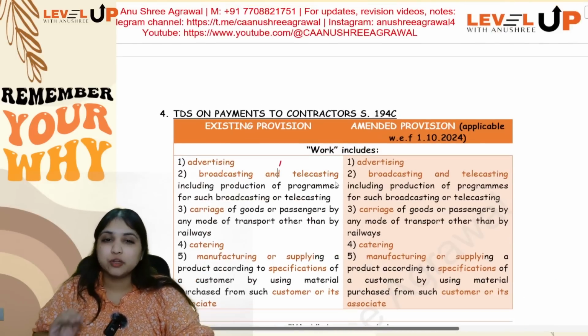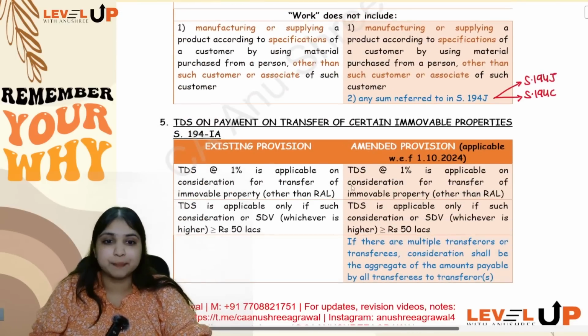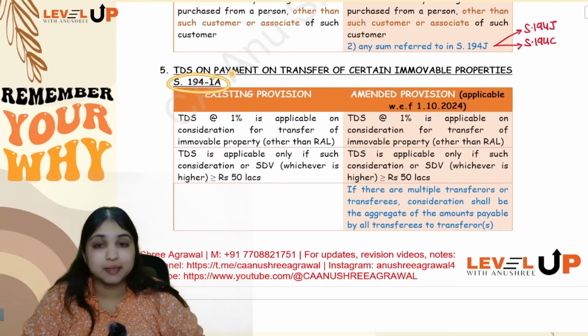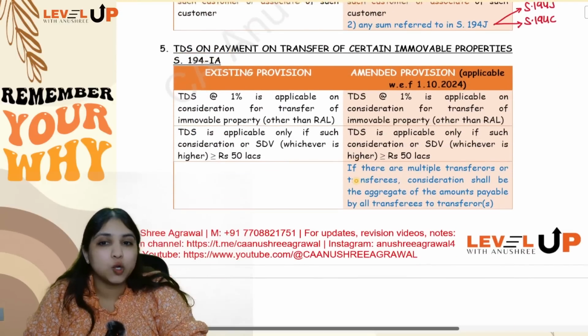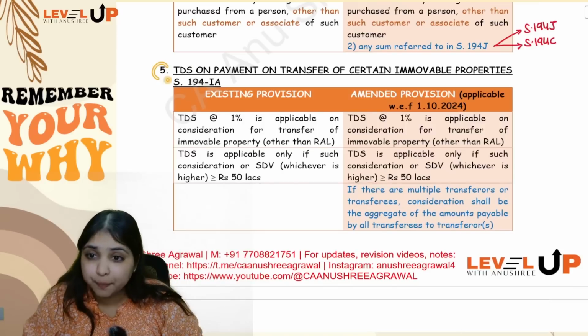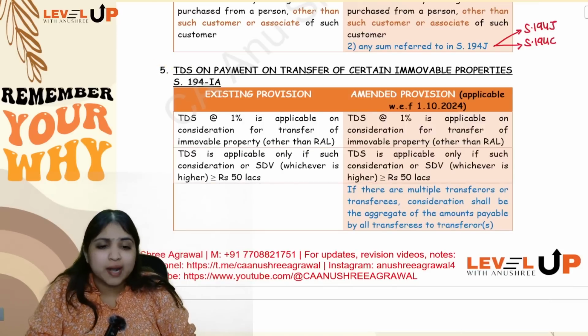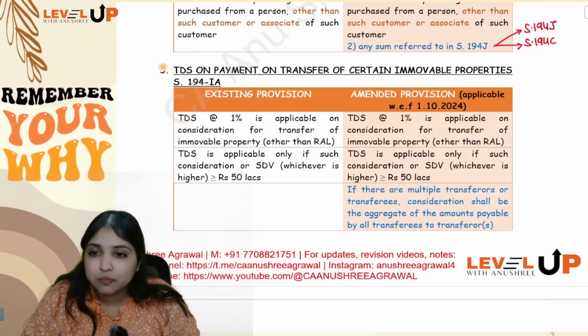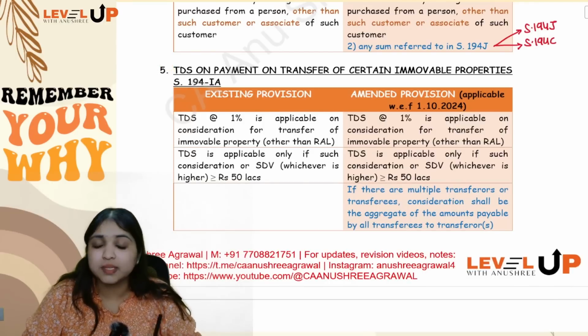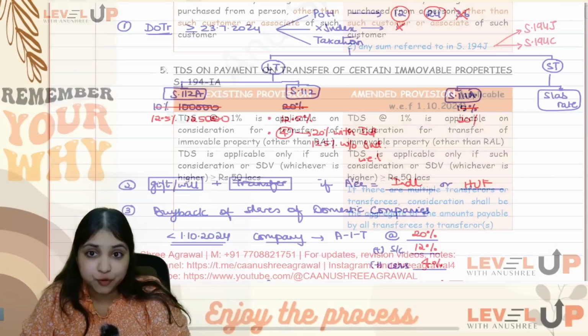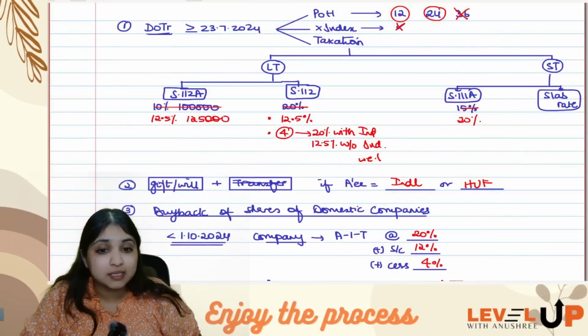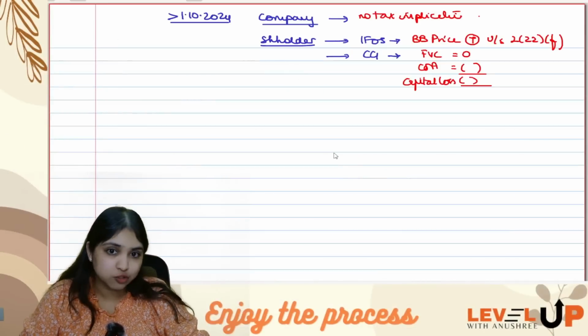Okay. So this was your 4th amendment in your TDS chapter. Now comes the 5th amendment. In the TDS chapter, in my opinion, this is the most important amendment. Everything else is very simple. Everything else you look at it once, you will understand. But this is the most important amendment in your TDS chapter: 194IA. I am going to explain this to you straight away in our classroom notes.